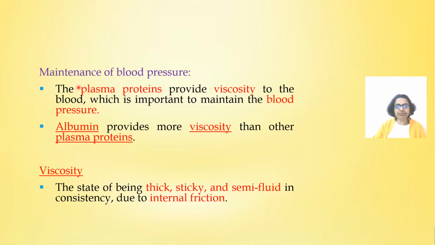Another function is maintenance of blood pressure. The plasma proteins provide viscosity, thickness, to the blood, which is important to maintain the blood pressure. Albumin provides more viscosity than other plasma proteins. So what do you mean by this word viscosity? A state of being thick, sticky, and semi-fluid in consistency due to internal friction.